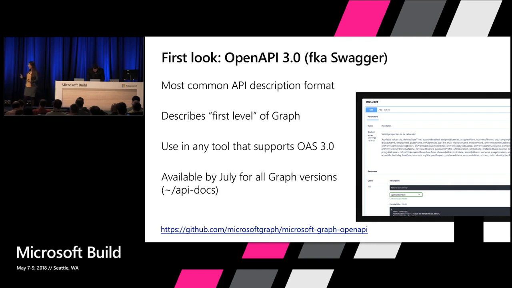The descriptions that we have available in GitHub right now are describing the first level of the graph, meaning the first level of resources and the first level of relationships. It's not quite complete yet, but it's enough for interoperability scenarios. So we can go and get all of the description format for Microsoft Graph on OpenAPI v3. So let's see that. Let's bring it here.